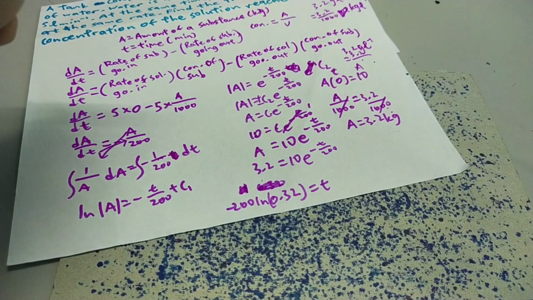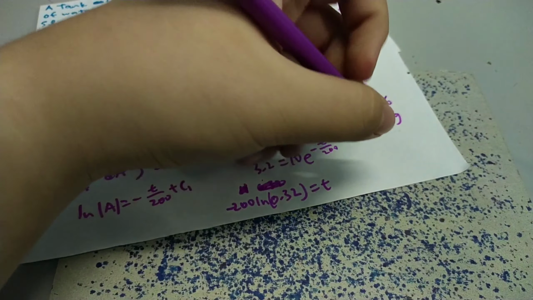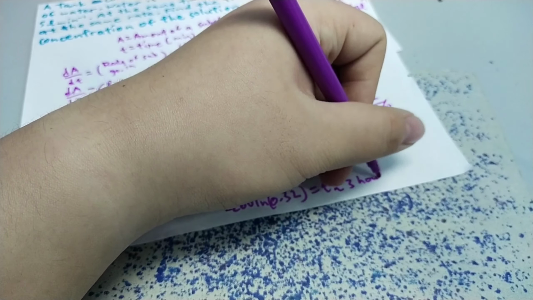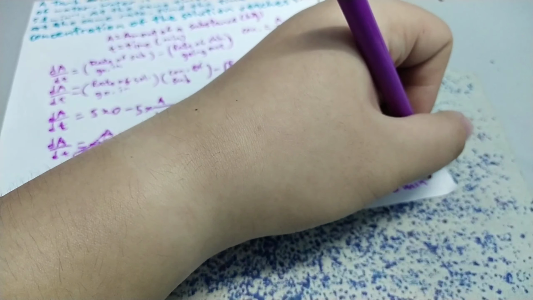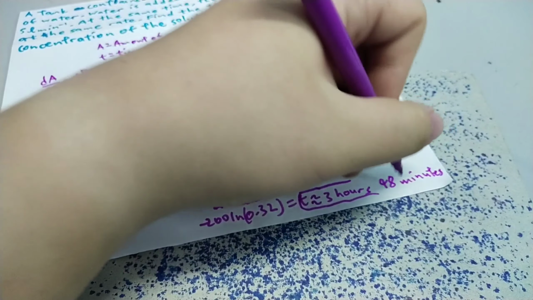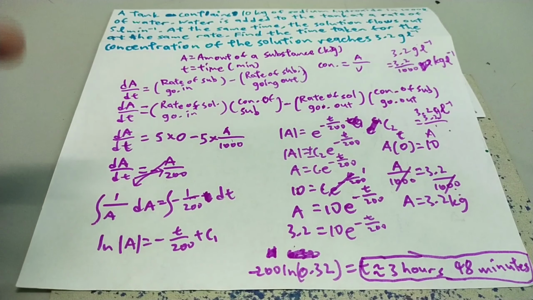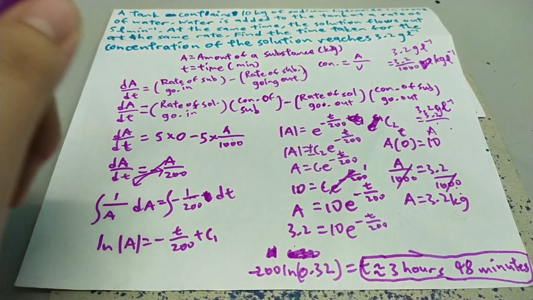But if you want to convert it to hour and minute, it is going to be approximately equal to 3 hours and 48 minutes. And this is our answer to the problem. So yeah, this is quite messy, but in the end we still can find out the solution.